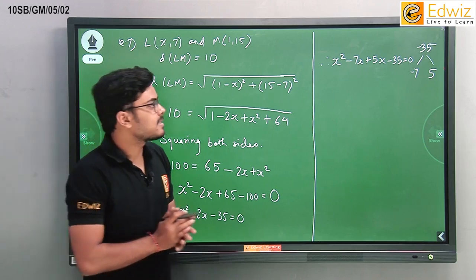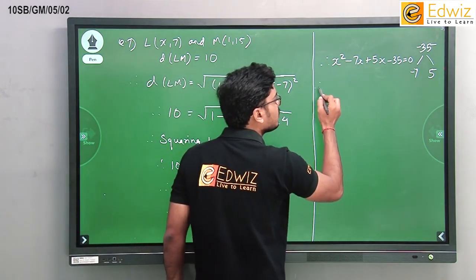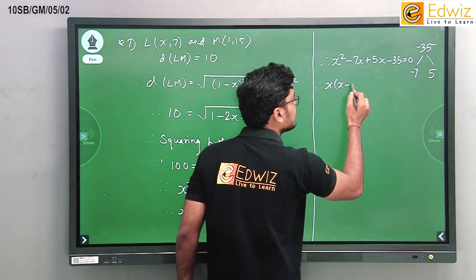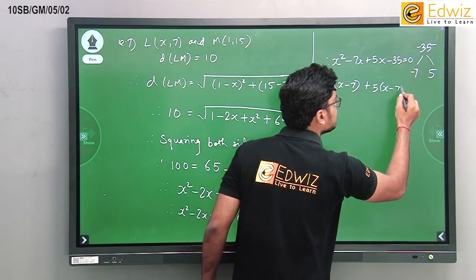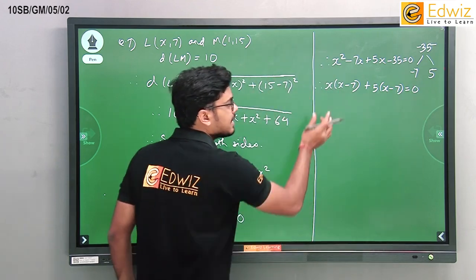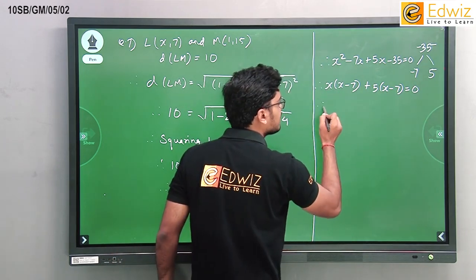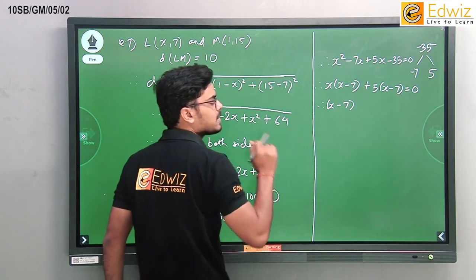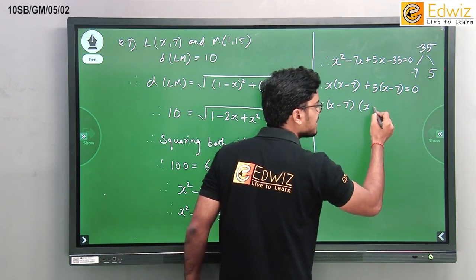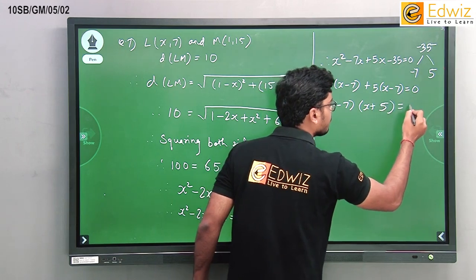Now use the factors here. यहां पे कॉमन पार्ट क्या है दोनों में? x is common, so x minus 7 plus here 5 is common. Once again we'll get x minus 7 equal to 0. Okay, in both these terms you can see x minus 7 is common. Let us take it out. x minus 7 दोनों में से कॉमन लिया, पीछे क्या बचेगा? x plus 5 equal to 0.